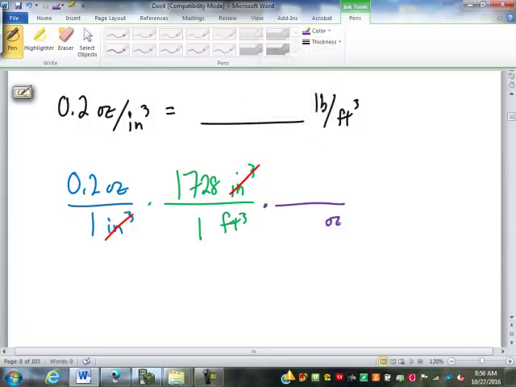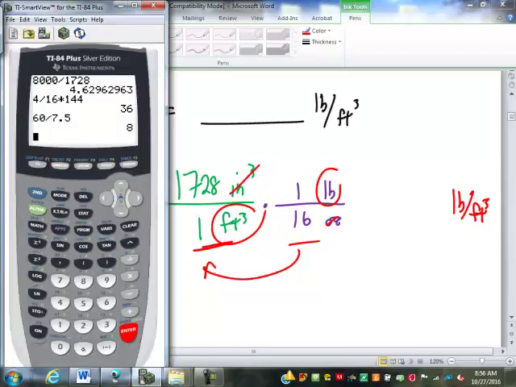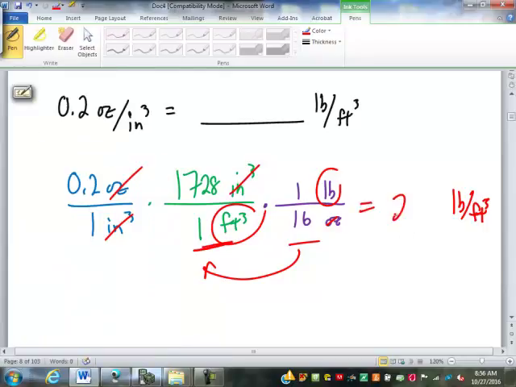Does it really matter what order we do it? Nope. I could have done the pounds and ounces first. Really makes no difference. These two conversion factors, I could put this one first if I wanted to. It really doesn't matter. So now the ounces are gone. I am left with pounds on top, cubic feet on bottom. So we've got the right units. So 0.2 times 1728 and then divided by 16. That's 21.6 pounds per cubic foot.